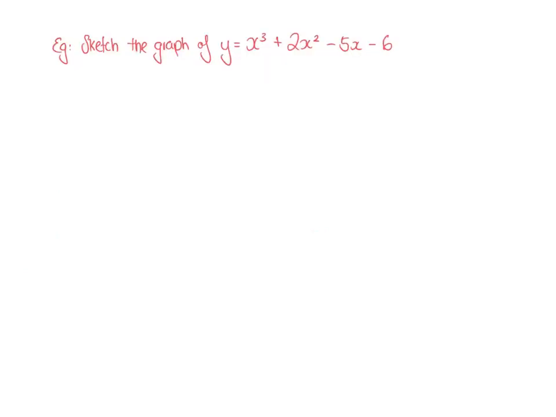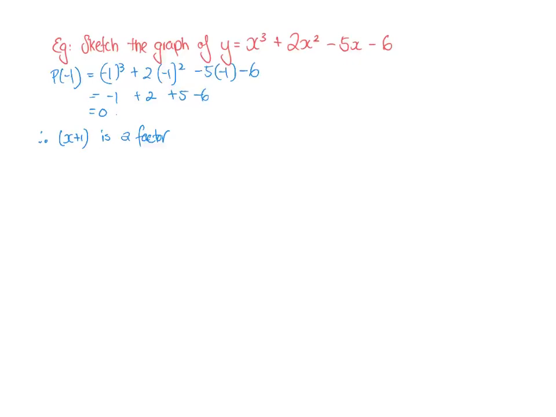So we've got to sketch this cubic. We're going to use the factor theorem and find a factor. So I'm going to try p of -1. If I put -1 in, I've got -1 cubed plus 2 times -1 squared minus 5 times -1 minus 6. So I get -1 plus 2 plus 5 minus 6, and that equals 0. Therefore, we know that x plus 1 is a factor, and then we can go about doing our division.